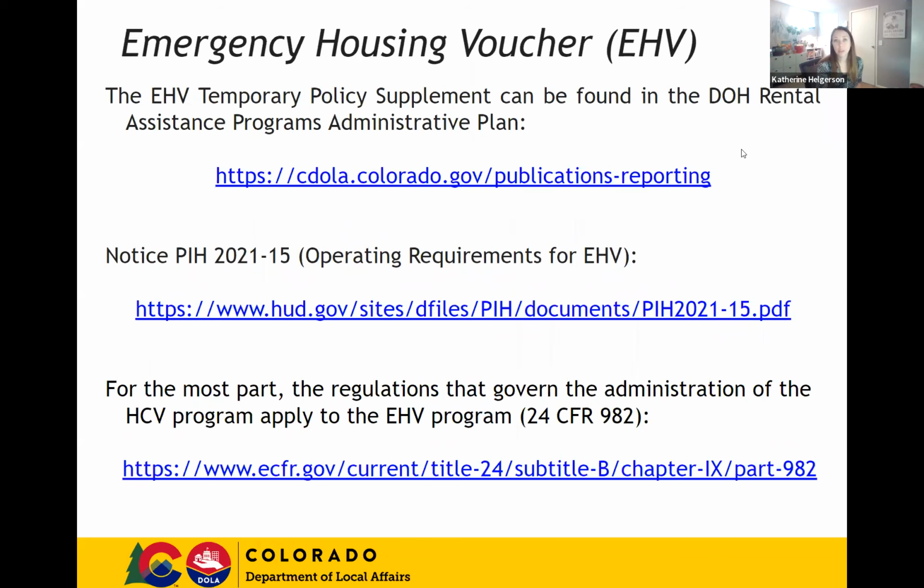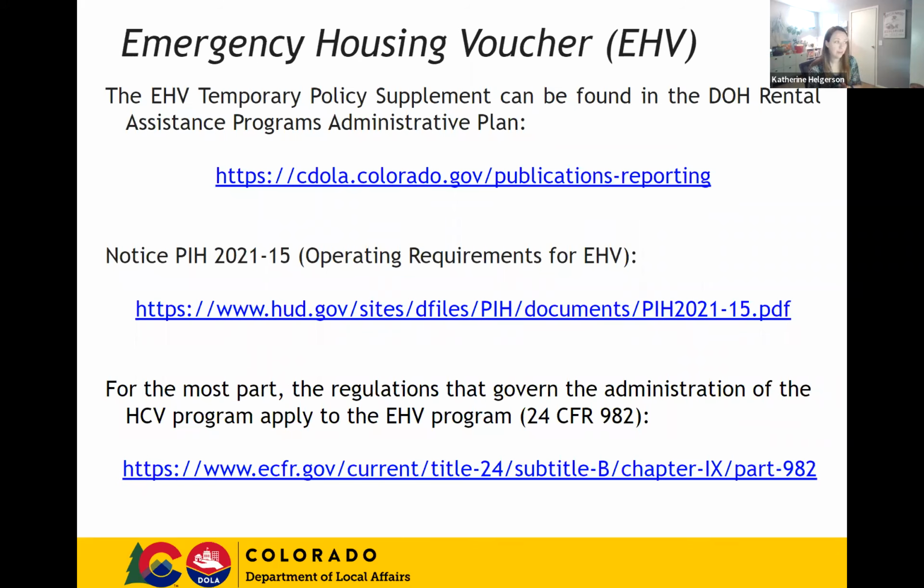And similar to the Housing Choice Voucher Program, I just wanted to provide anyone who's interested with some important resources that talk about this emergency housing voucher program. The first one is the temporary policy supplement that we adopted within our admin plan that talks about the basics of the program and then specifically how the Division of Housing intends on administering the program and how we use the different funding sources that we've received, where we get our referrals and so on.